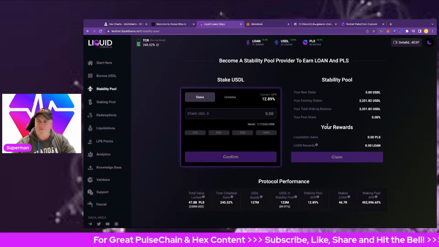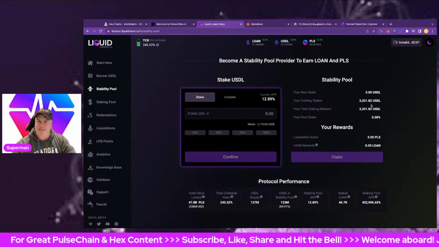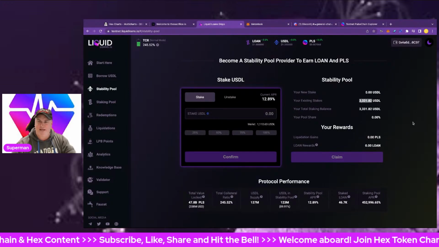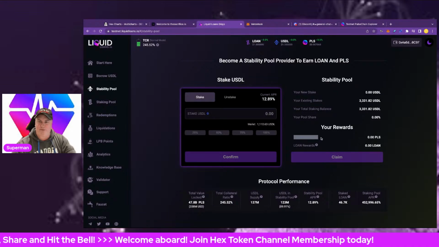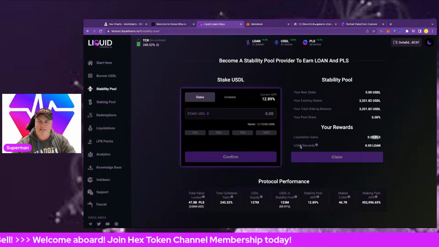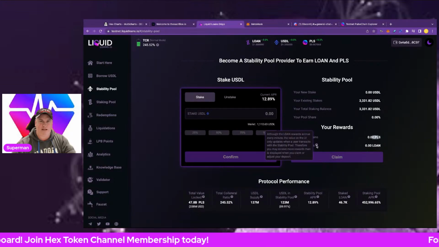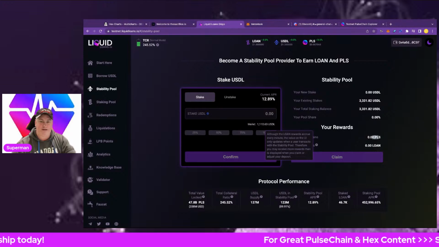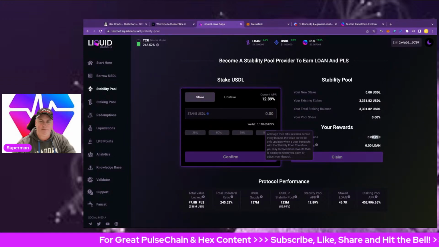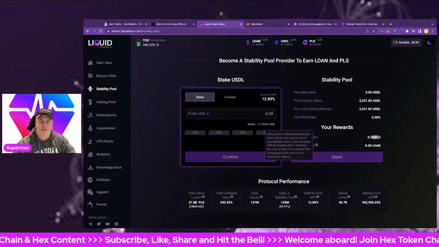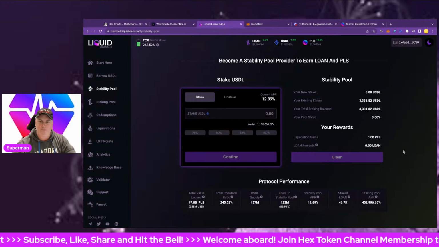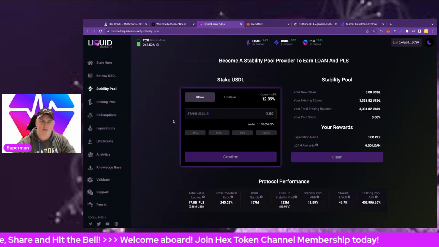So cool. We've got our first stake in place. Your existing stake is now 3,031, which means now I'm going to get some rewards. I'm going to get some liquidation gains in PLS, and I'm also going to get some loan rewards as well, so some of the native token on Liquid Loans. The loan rewards accrue every minute. The value in the UI only updates when a user transacts with the stability pool. Therefore, you may receive more rewards than is displayed when you claim or just adjust your deposit there. So cool. We can come back to that and see if we get anything during the live stream.